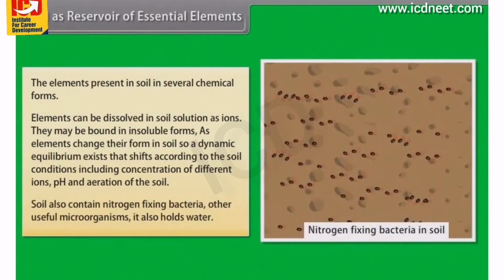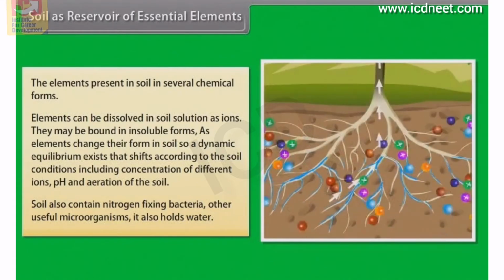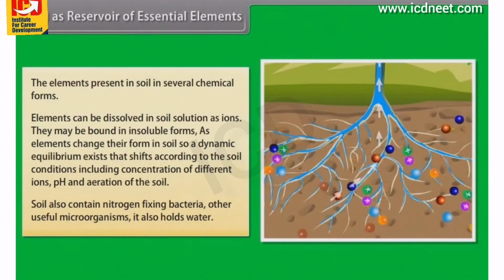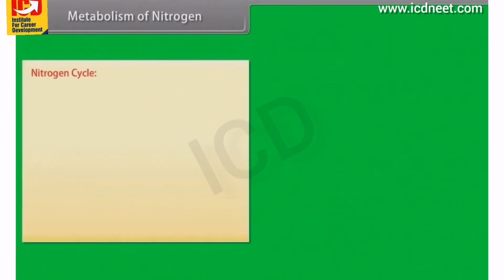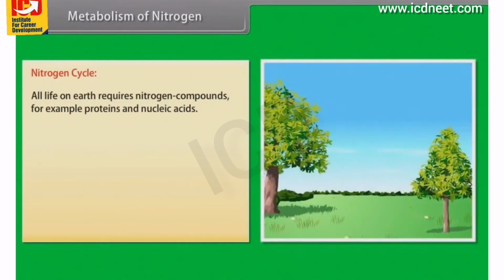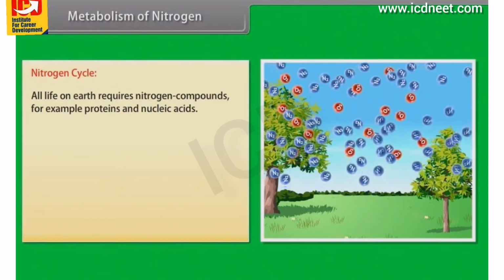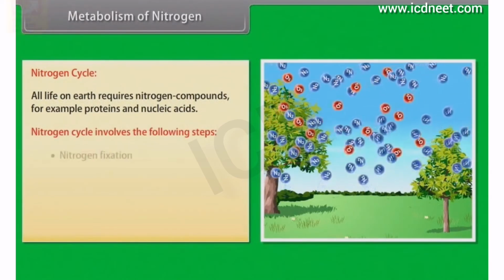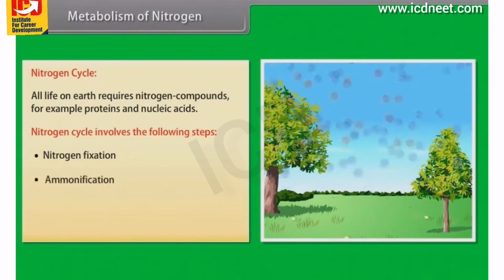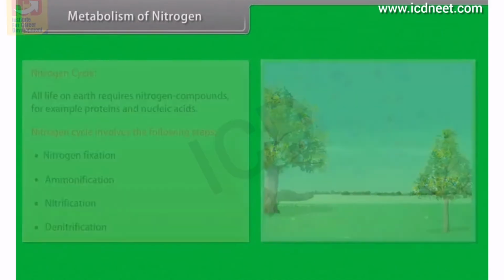Soil also contains nitrogen-fixing bacteria and other useful microorganisms. It also holds water. Metabolism of nitrogen. Nitrogen cycle. All life on Earth requires nitrogen compounds, for example, proteins and nucleic acids. The nitrogen cycle involves the following steps: nitrogen fixation, ammonification, nitrification, denitrification.